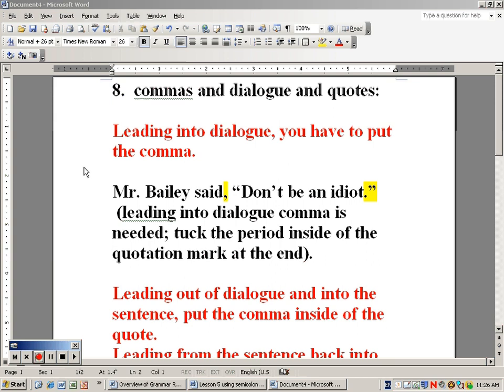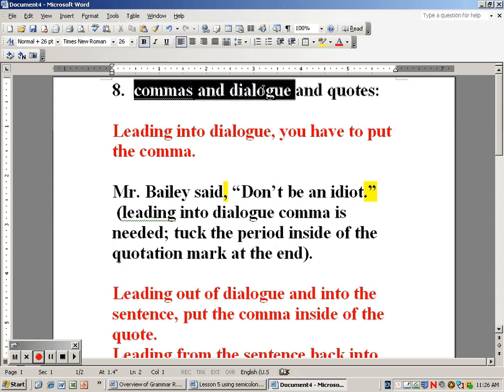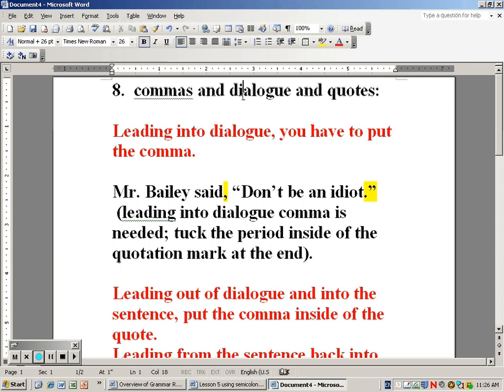Okay, in previous lessons I've discussed a lot of different things. I'm going to start with rules with regard to commas, dialogue, and quotes. The reason this is an issue is I've seen this actually occur on the English 10 end of course assessment as well as on the PSAT and the SAT and in other situations. So I'm going to kind of break down the rule into some basic parts.